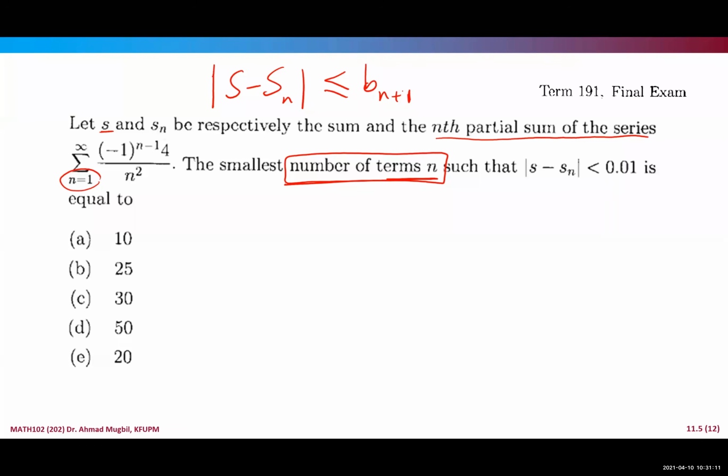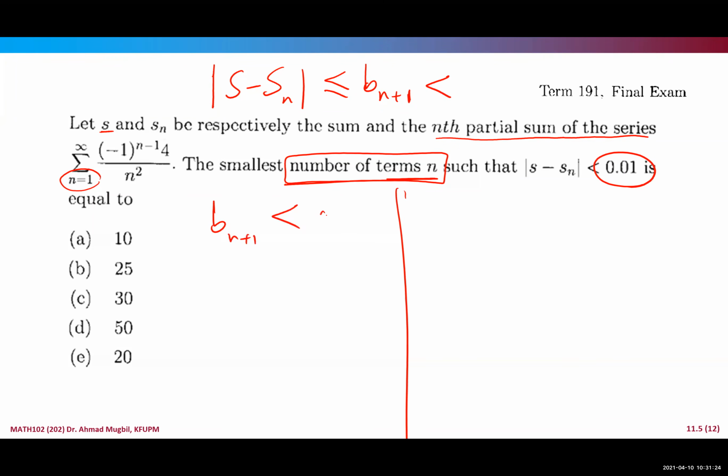So to have this, we will put this less than the given condition. So what we will do, you will say that Bn plus 1 less than 0.01. Continue now. What is Bn plus 1? Ask yourself, what is Bn? Look at here. Forget about the alternating sign. It is 4 over n squared. This is Bn.